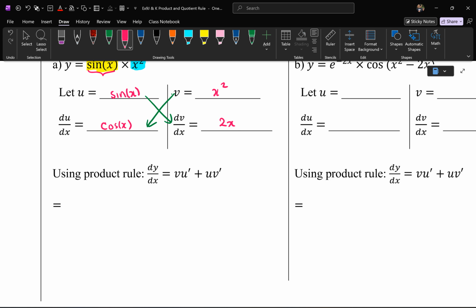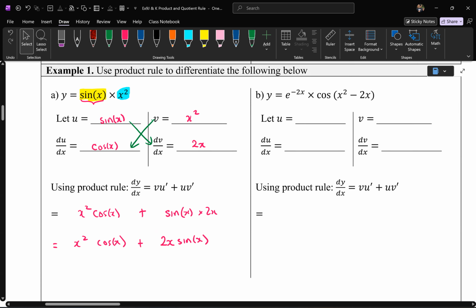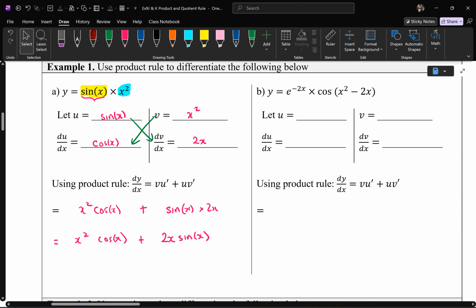So here I would have x squared multiplied to cos x, and that's my vu dash, plus sine x times, sorry, times 2x. Sine of x times 2x. And you can probably just stop your answer there. The x squared cos of x. I usually like to write the pronumerals and numbers at the front. So I would usually write 2x sine of x as my final answer. Okay, pretty straightforward for product rule.